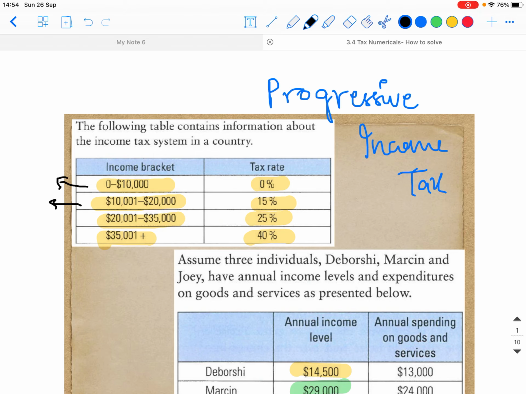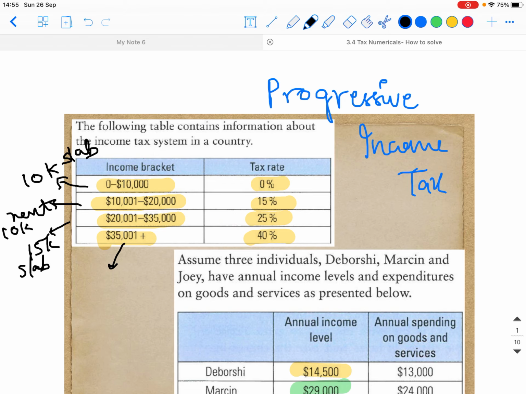Then for the next 10,000 slab there is 15%. So this is the first 10,000 slab. This is the next 10,000 slab. This one is a $15,000 slab from $20,000 to $35,000. And then you have anything above 35,000. So like that, the income has been divided into slabs and the tax rate is applicable as required on your income.